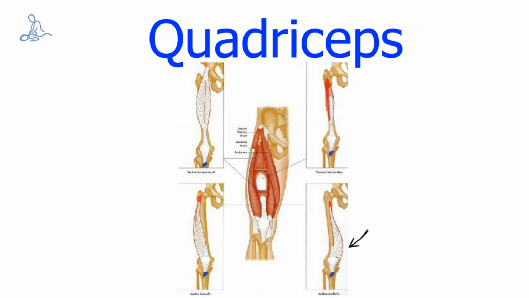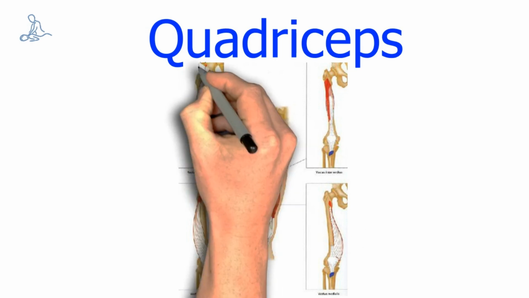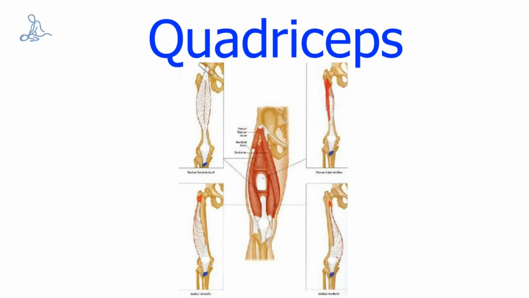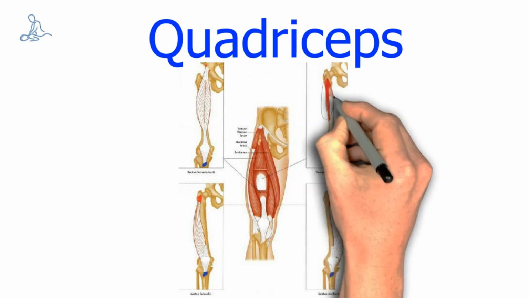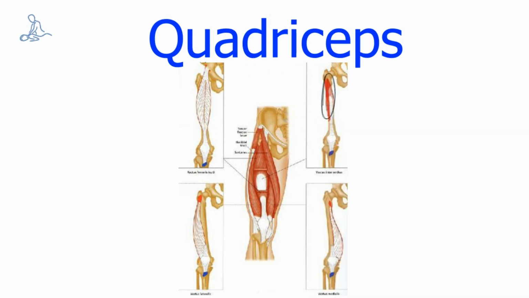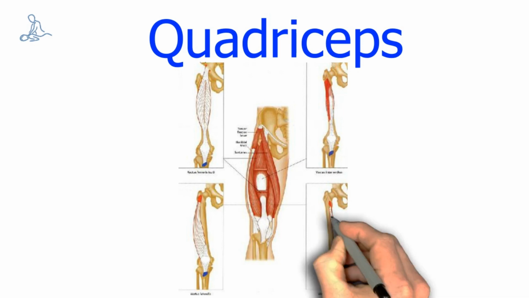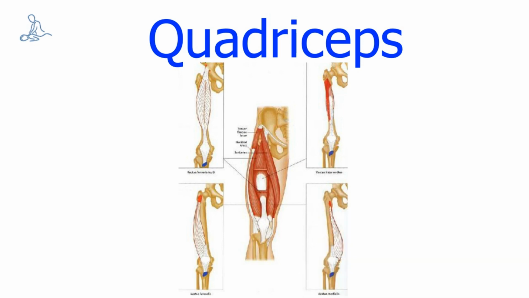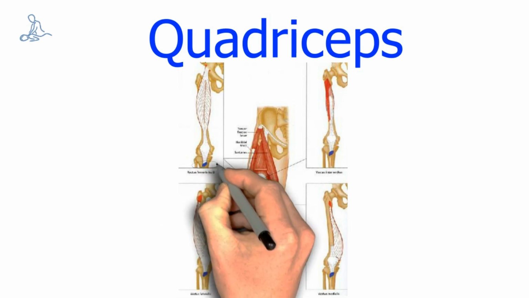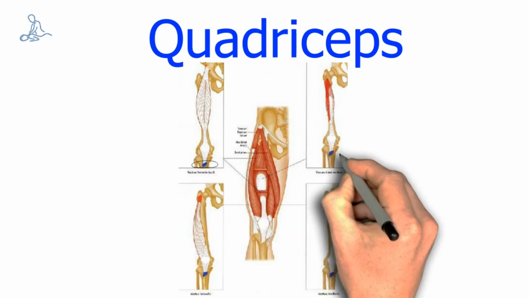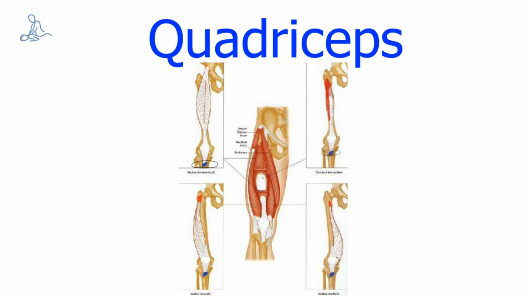The origin of the rectus femoris is the anterior inferior iliac spine. The origin of the vastus group muscles is the upper half of the femur. The insertion of the quadricep muscles is the tibia tuberosity.